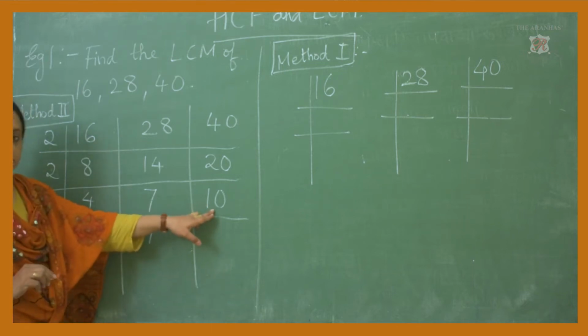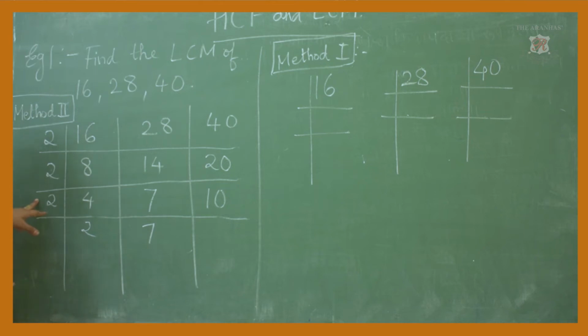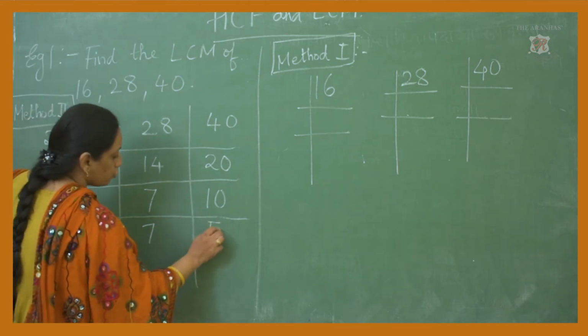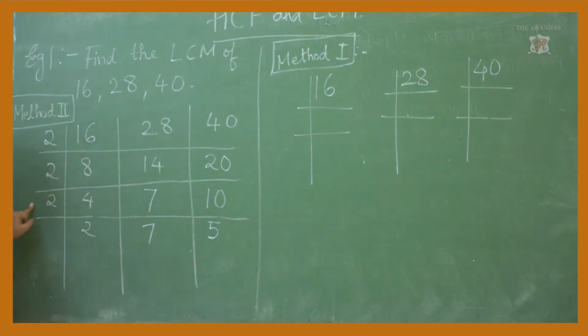Now the next number is 10. Come to the 2 table and check where 10 comes. So we get 2 5s are 10. Clear, everyone? Whichever number is divisible, divide it by 2. Whichever is not divisible, copy the same number down.